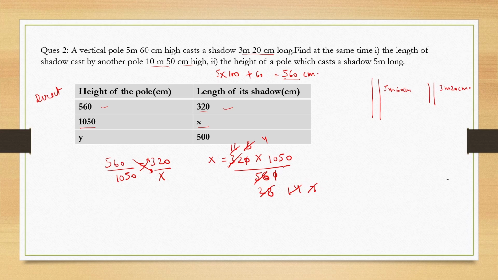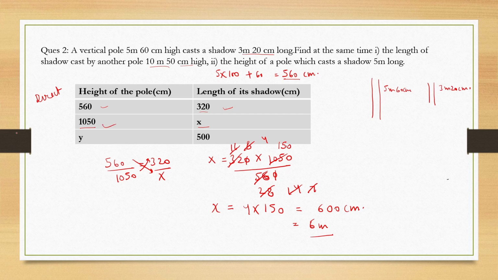Now we will divide this one with 1050, so it will be 7, 1, or x equal to 4 into 150. 4 into 5 is 20, so it's 600 centimeter. Or you can say it's 6 meter. That is the length of the shadow for a pole of height 1050.